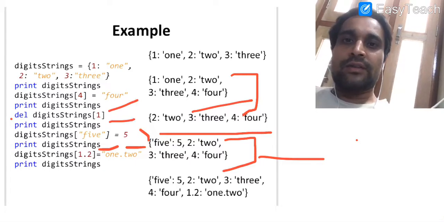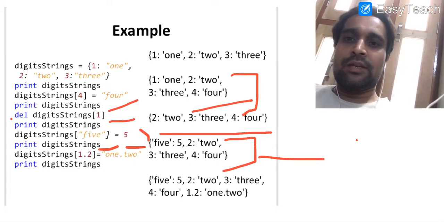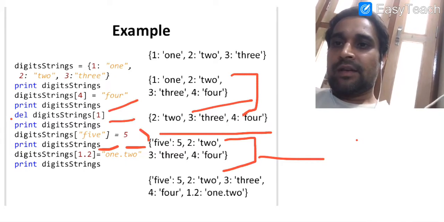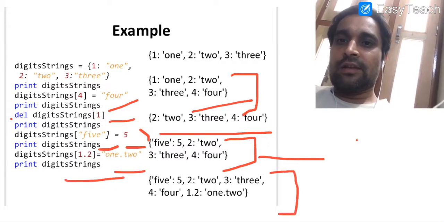and 5 is a string, that's why we are able to use it, because all the keys that we use in a dictionary must be of immutable type only. Thereafter what we have written, digit strings 1.2 is equal to 1.2. When you again print your dictionary, you will get your dictionary with 5 elements. This element will now be part of your dictionary.